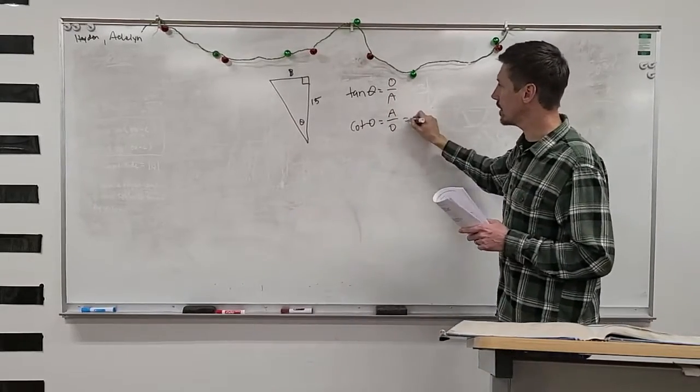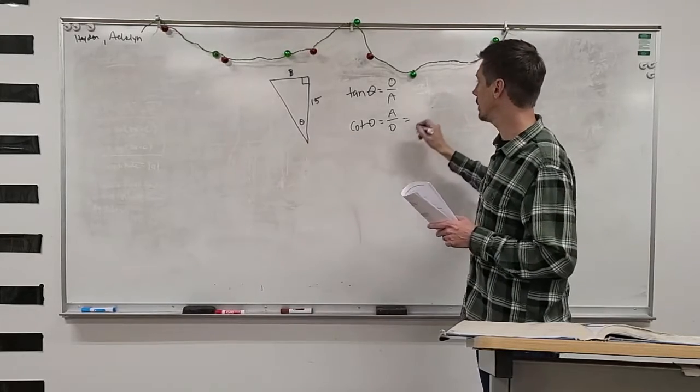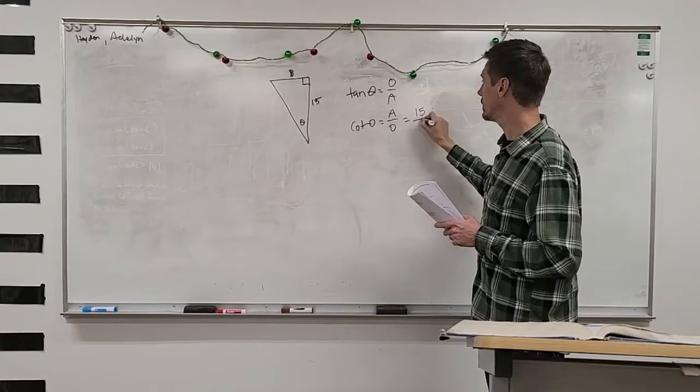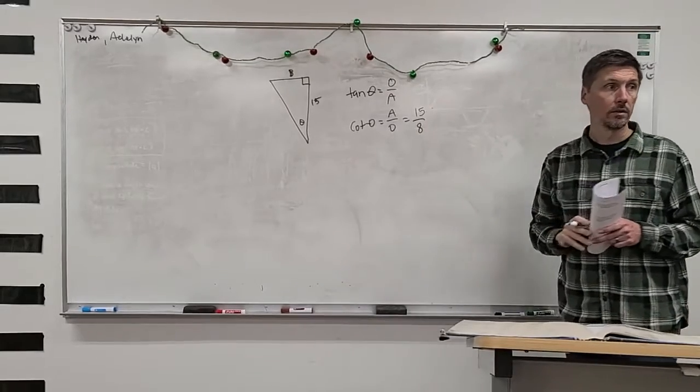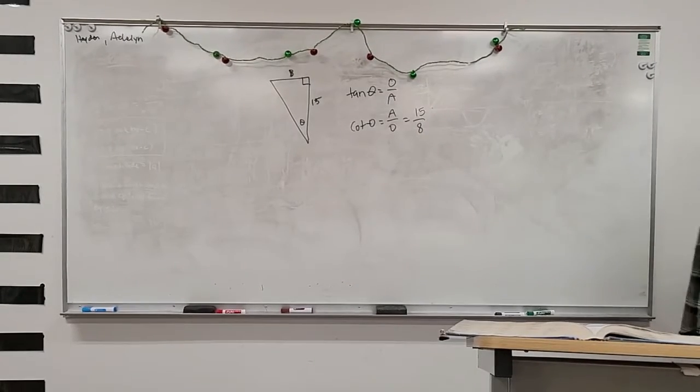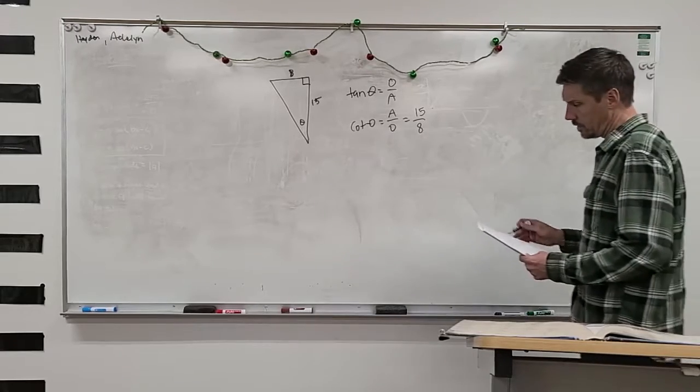And so the adjacent side to theta here is 15. The opposite side is 8. So it's just 15 over 8, because it doesn't simplify anymore. That's right. Which problem was that? 62. 62. All right.